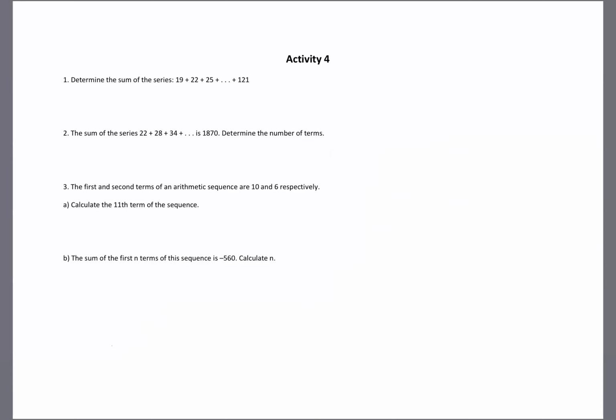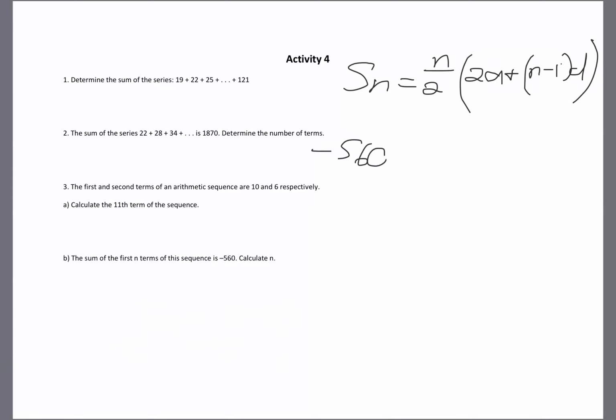So we start with our equation, which is Sn is equal to n over 2, 2a plus n minus 1 d, right? And then I know that Sn is equal to negative 560. And then I just calculate n.